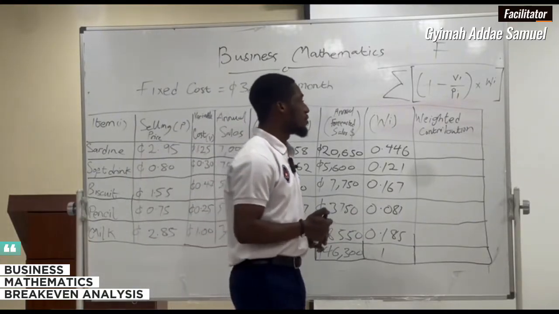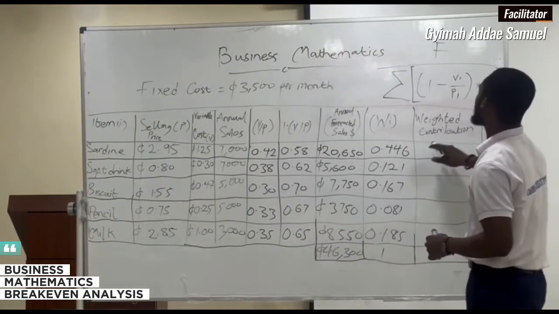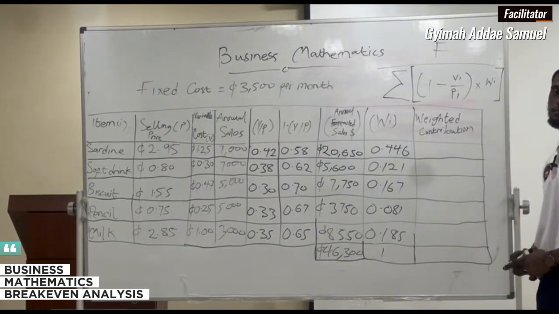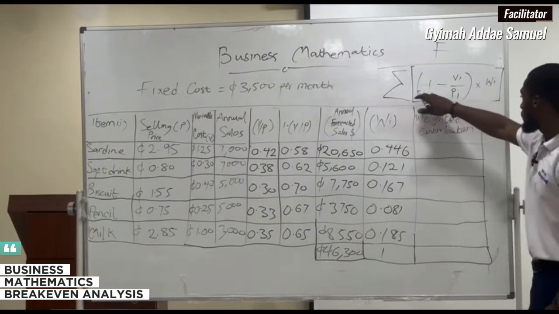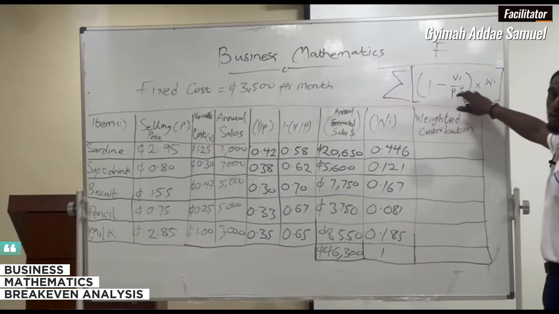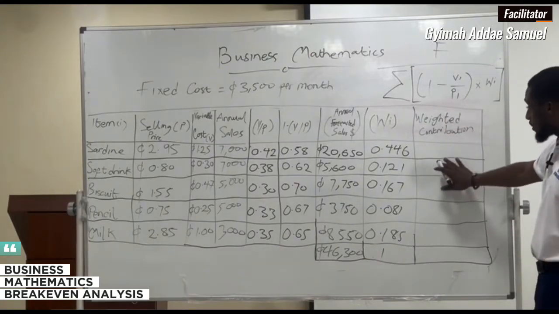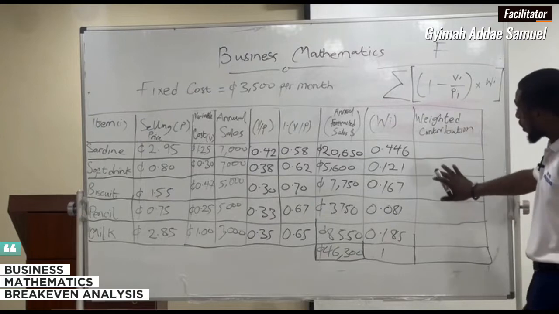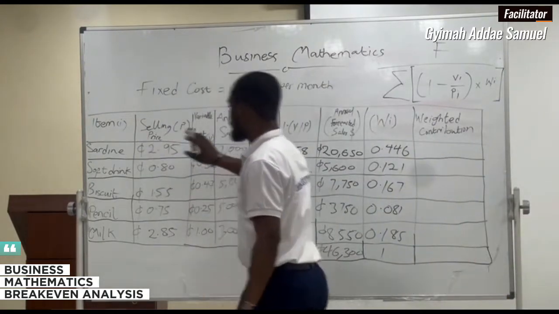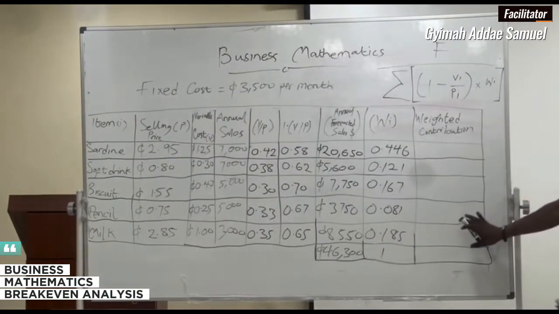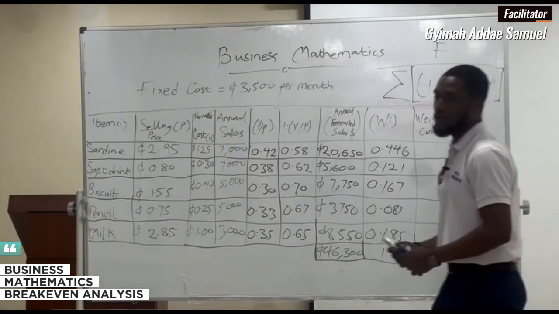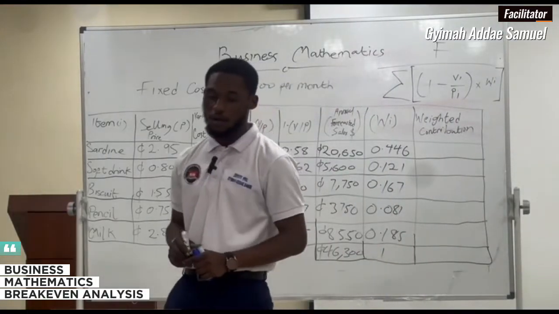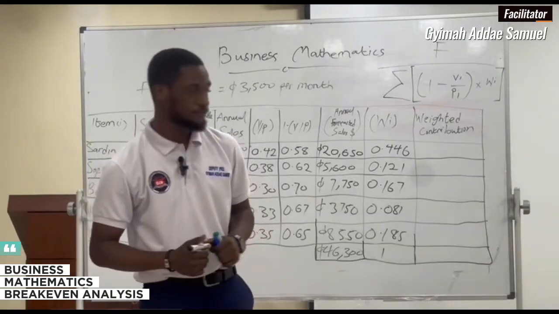Now, our weighted contribution. All this here, the denominator of the formula, is what is meant by the weighted contribution. So all what we did here, we will be climaxing it here under the weighted contribution. So please pay attention to this carefully. How then do we find our weighted contribution?